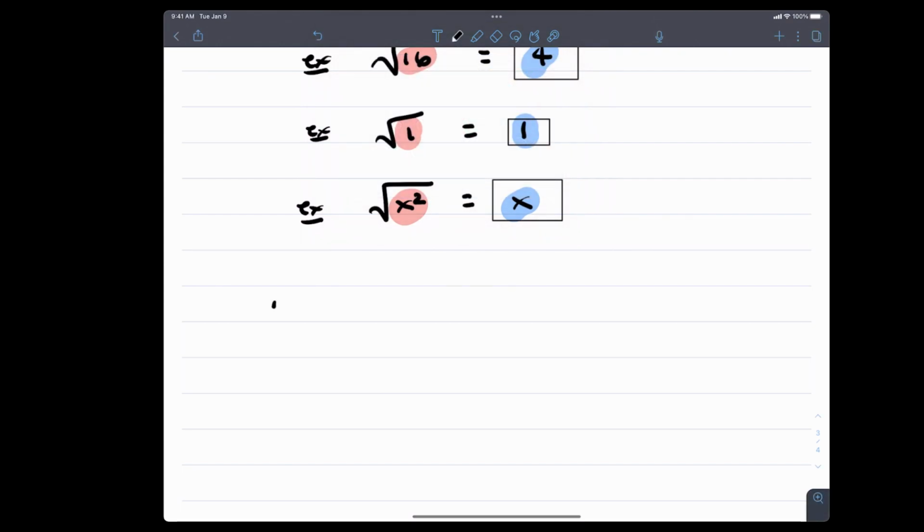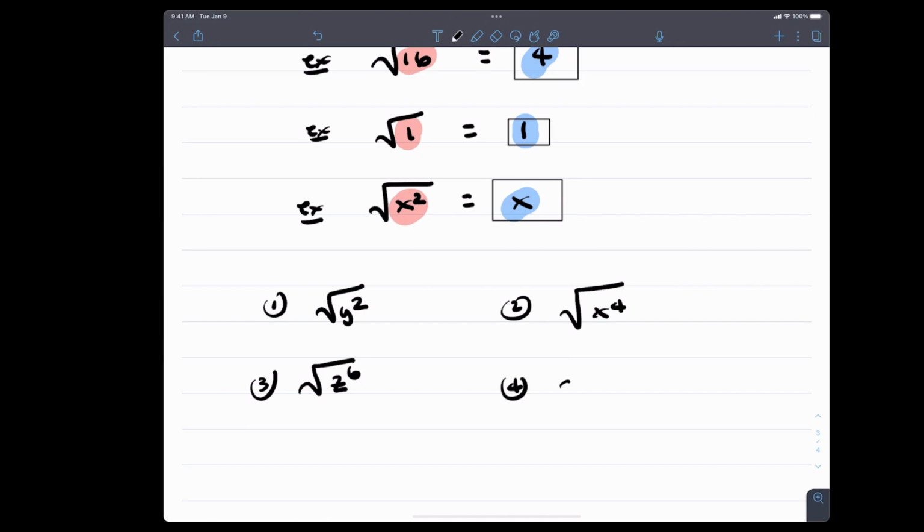So let's see if you're awake. I'm going to have you guys try these. Give me the square root of y squared. The square root of x to the 4th. The square root of z to the 6th. Square root of x to the 8th.